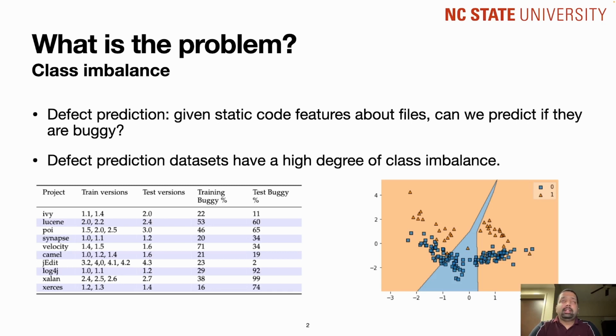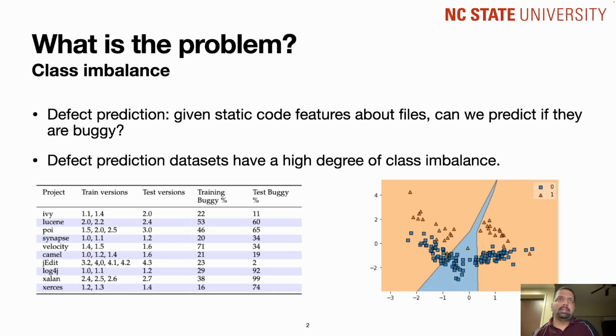Now, because of the inherent nature of this, these defect prediction datasets have a class imbalance issue. Consider the 10 datasets shown on the left. These are from the PROMISE repository, and they have class imbalance in the training sample. Remember, we're only fitting on the training set. So in many cases, such as Ivy and Xerces, there's a high class imbalance issue, and in other cases, such as Lucene, there isn't, and that's fine.